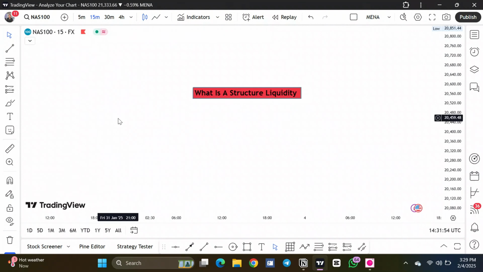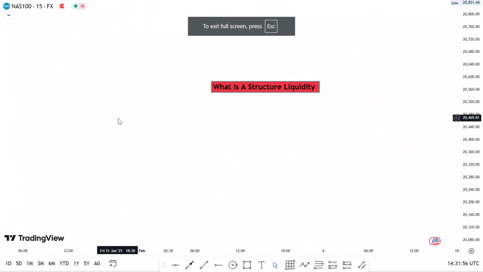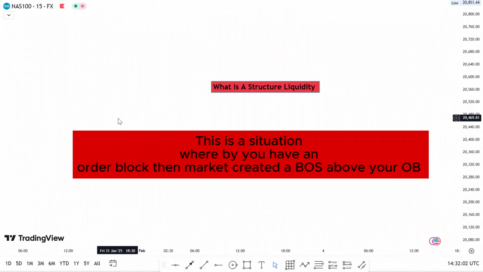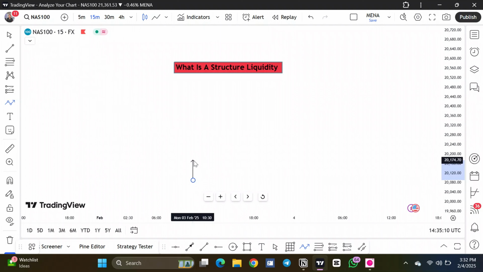Without much talk, let me get into the analysis. Firstly, we will need to understand what a structural liquidity is. A structural liquidity is a situation whereby you have an order block, then the market creates a break of structure above that order block. So here is a picture of what a structural liquidity is.